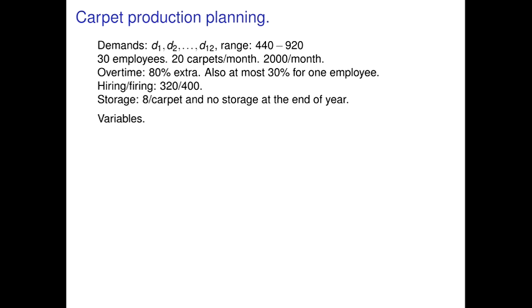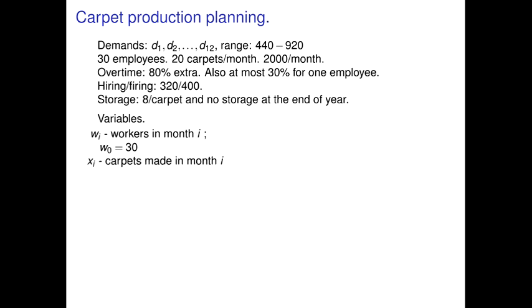Now how do we set up variables? What are the variables here? Well, the number of workers in month i. That's one variable that's relevant, because it tells you how many carpets you can make. At the beginning there are 30 employees, so we already have a constraint here: W0 equals 30. Before the first month, you have 30 employees.